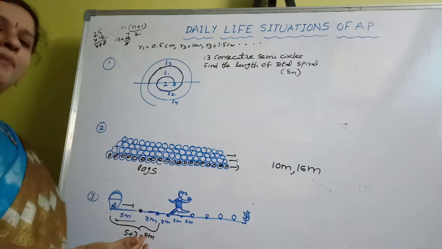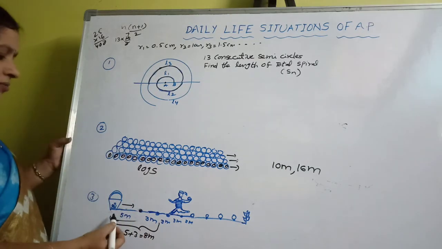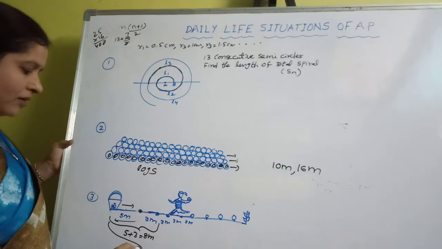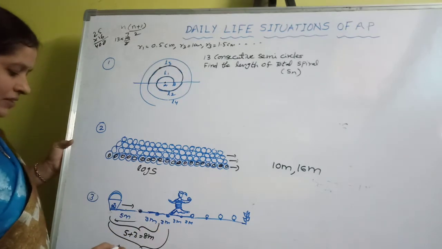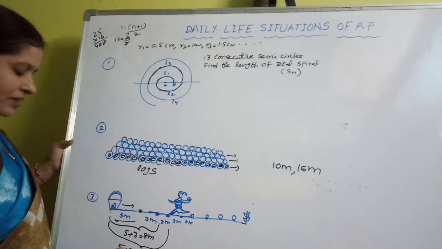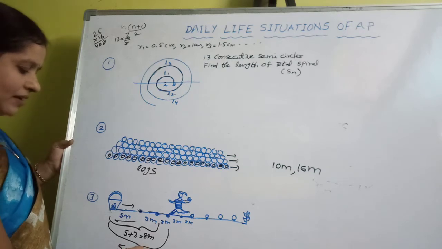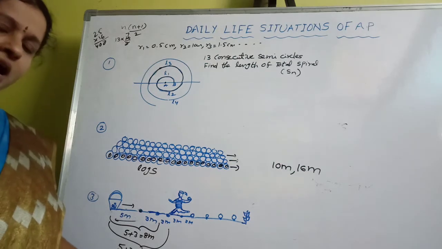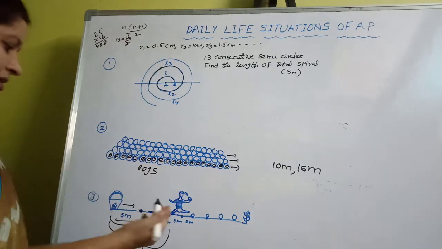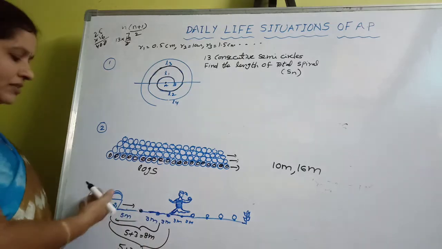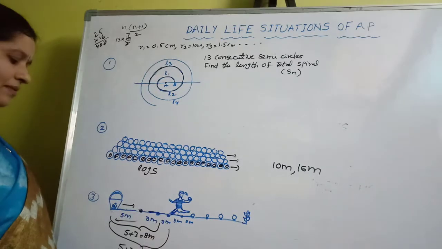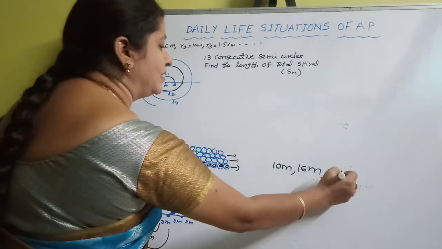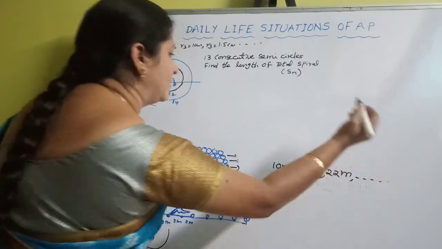For the third ball, how much distance? 5 plus 3 plus 3, so 8 plus 3, 11 meters. How much distance did he travel? Forward direction 11 meters and backward direction also 11 meters. So 11 plus 11, 22 meters he travelled. The process is like this.